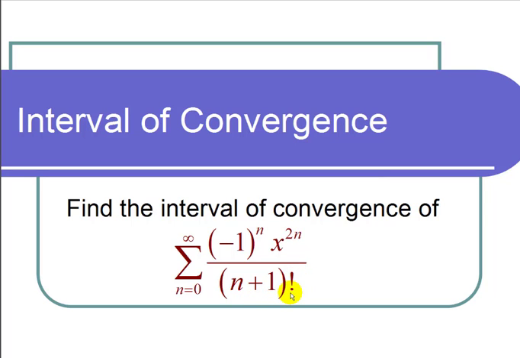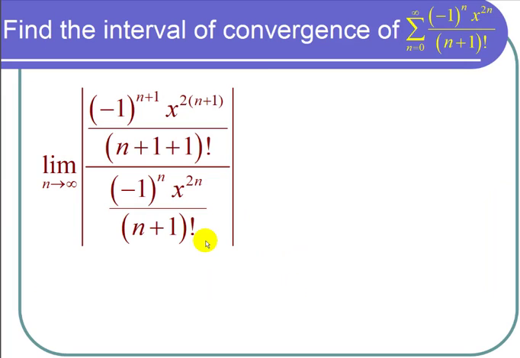So I'm going to use the ratio test, and the ratio test tells us to take the limit as n approaches infinity of a sub n plus 1 over a sub n. So a sub n plus 1 is found by just plugging in n plus 1 for each of the n's in the term, and a sub n is just writing down the terms. So now let's simplify a bit.